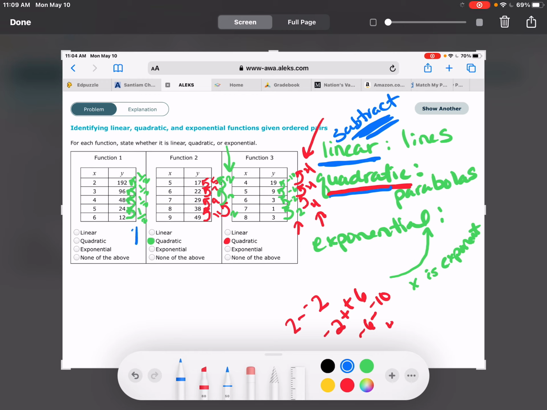But here we are dividing, and so therefore we have a ratio, and this is going to be exponential. So those are the three that we're covering right now, and that's how to tell the difference.